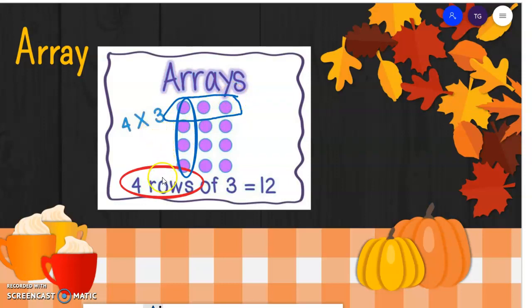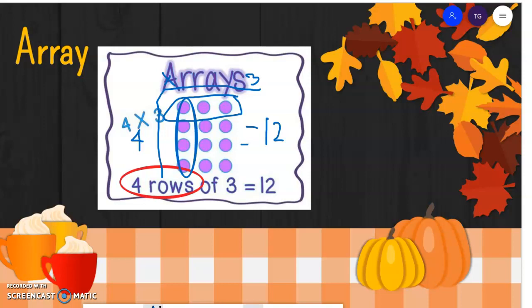So I like for my students, whenever they see an array like this, to label. So here we will write 4, and here we will write 3, and write our multiplication sentence, because 4 times 3 is equal to 12.